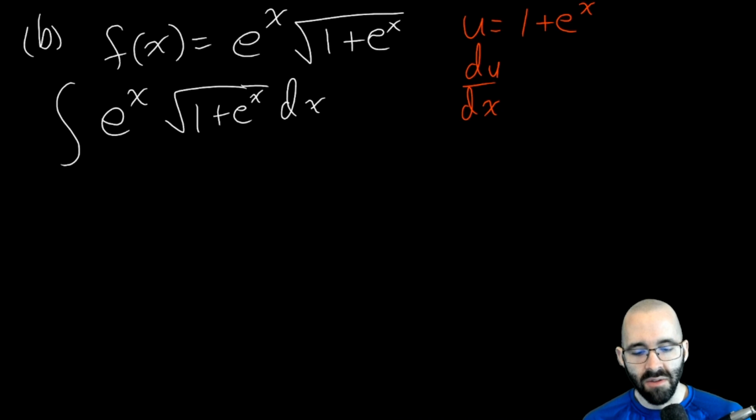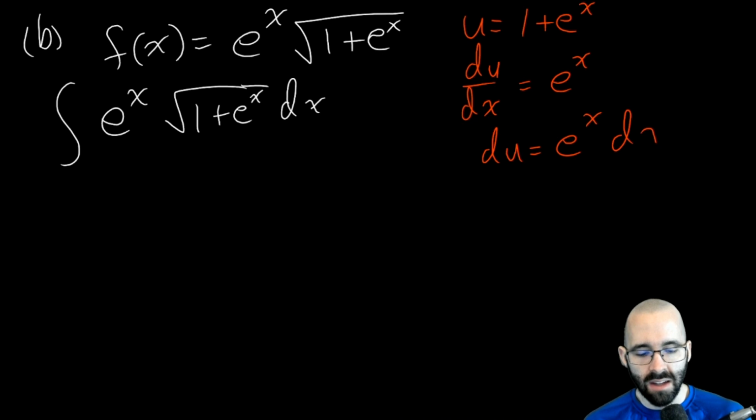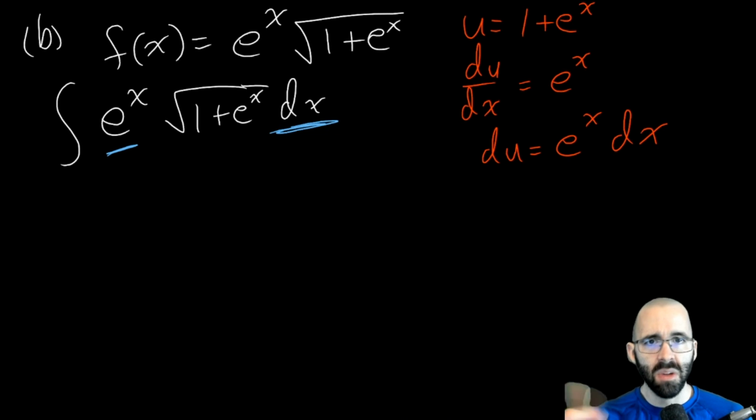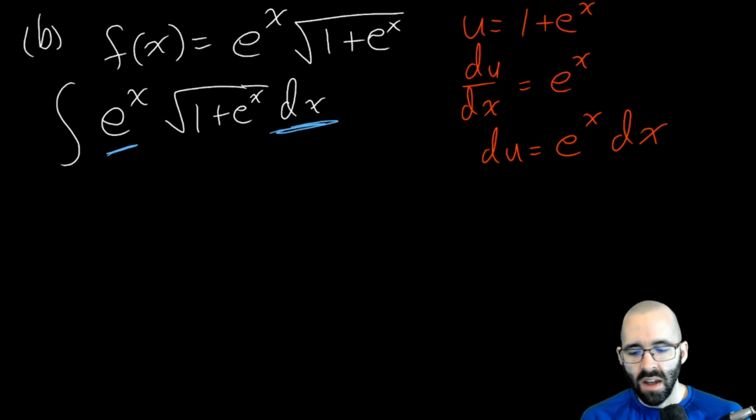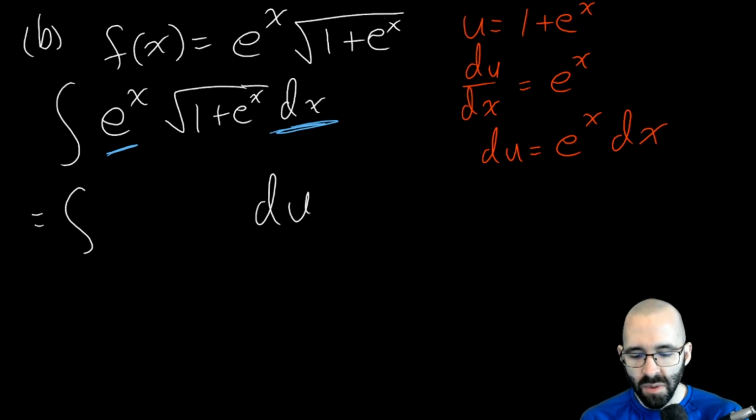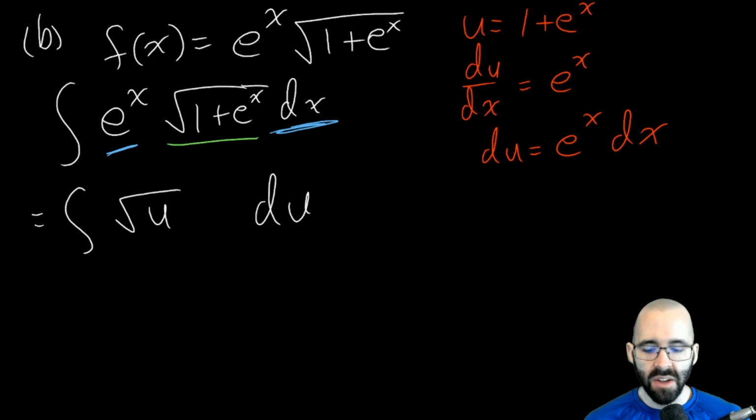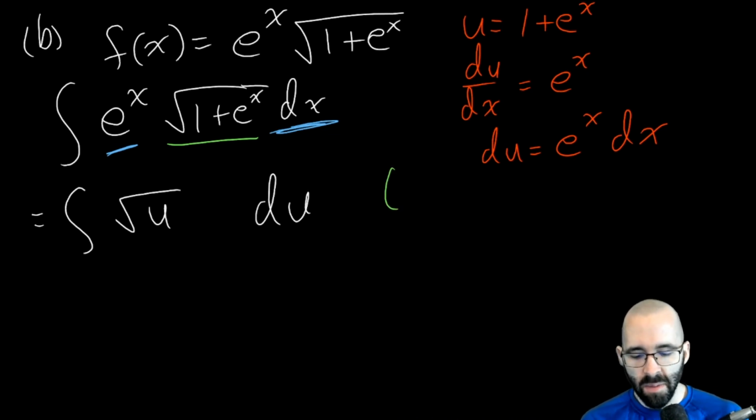We'll let u be that inside function, take the derivative, and say that, okay, that means du is going to be e to the x dx, which is perfect because everything underlined in blue is e to the x times dx. Remember, it's all being multiplied. Multiplication is commutative. And that blue stuff just becomes du. What's left over? What's left over is the green stuff. And the green stuff just becomes the square root of u. And now we can use the power rule. Because again, remember that the square root of u is just u to the 1/2 power.